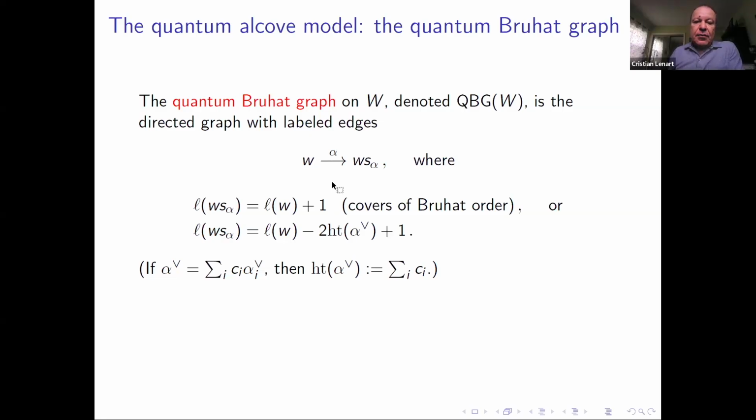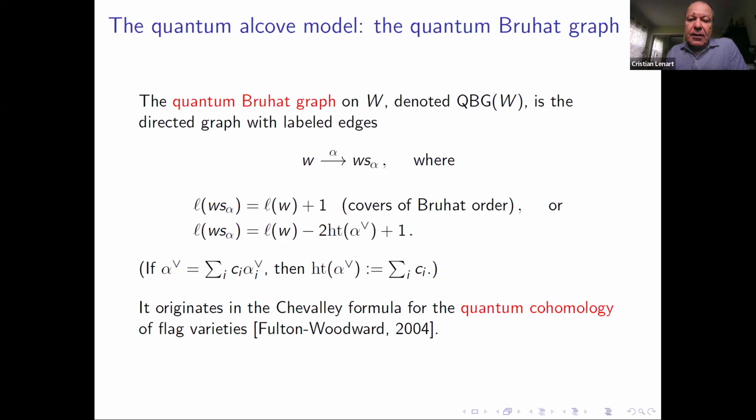But to these covers, we also have to add so-called quantum edges, which are downward edges. And we have such an edge whenever the length decreases by a lot. And a lot means twice the height of the coroot alpha minus 1. And the height is just defined by expressing in the basis of simple coroots and adding up the coefficients. And this structure originates in the quantum cohomology of flag varieties, as defined in the corresponding formula given by Fulton and Woodward.